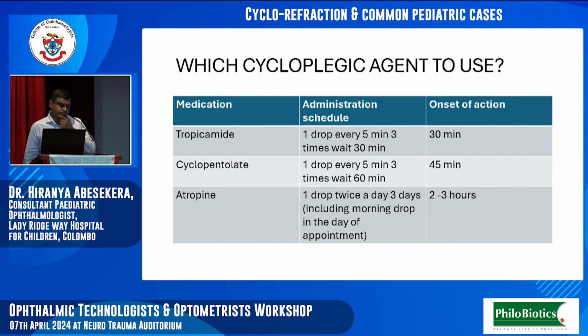The cycloplegic effect of atropine is very, very strong. Cyclopentolate is something in between, but the action of tropicamide is very weak. Although it dilates quickly, it does not give proper cycloplegia for you to do refraction.